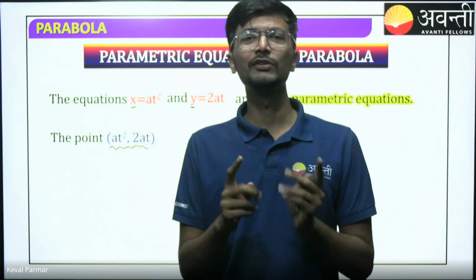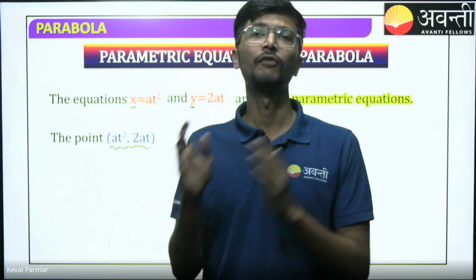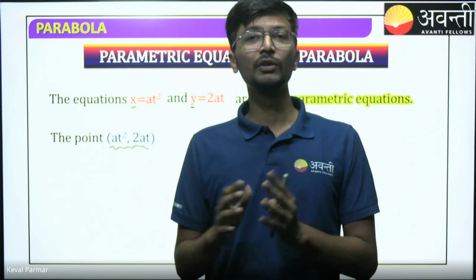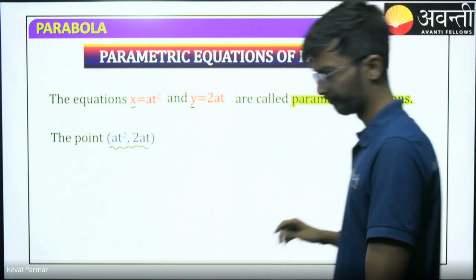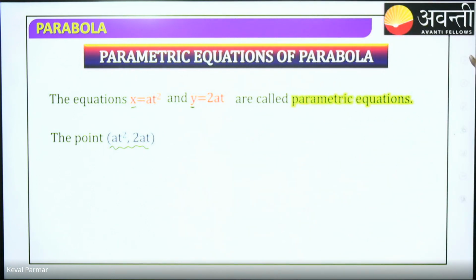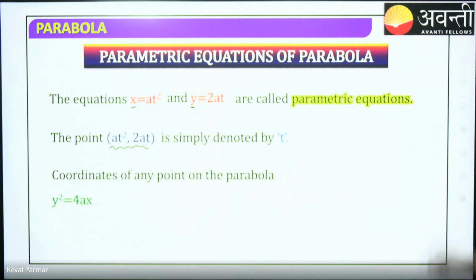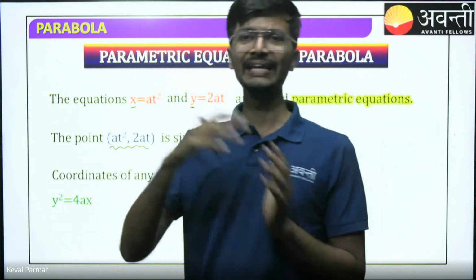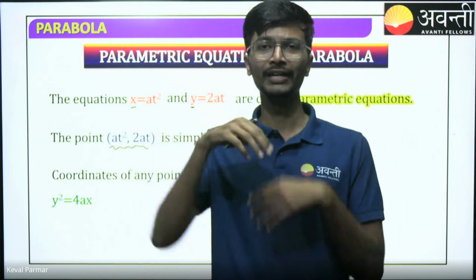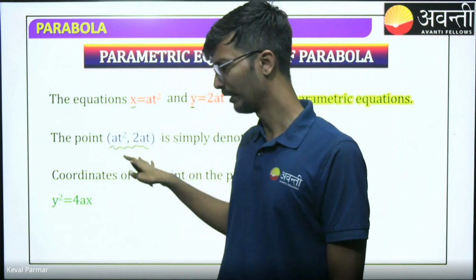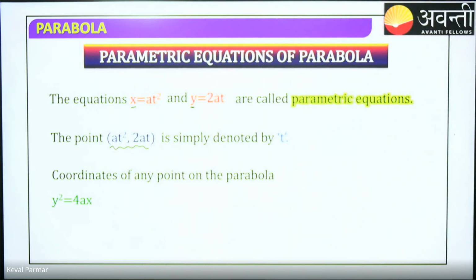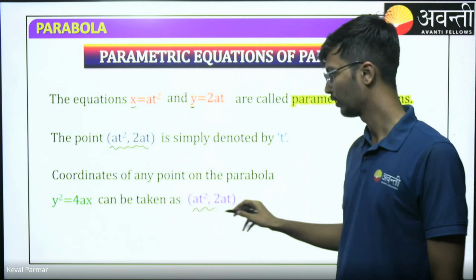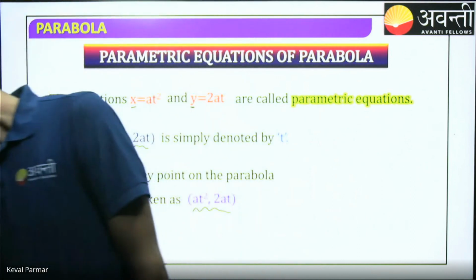This parametric equation is very, very important for parabola. Many of the questions will be solved like this if we know the parametric equation of parabola. So this point is simply denoted by t. So if in a question we see any point which is given as t or denoted by t, we can say that the point is at square comma 2at. So coordinates of any point on the parabola can be taken as at square comma 2at, as I already said. Correct, guys?